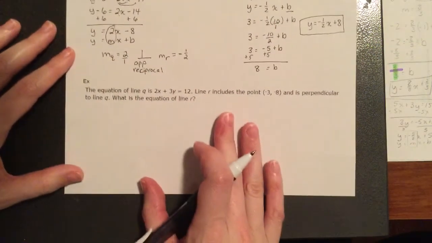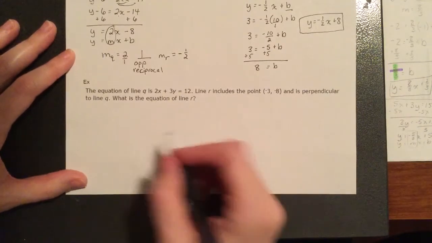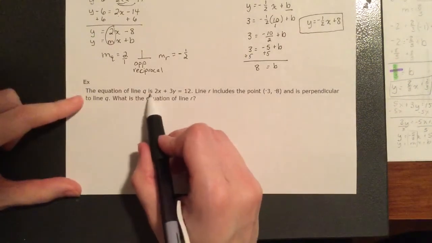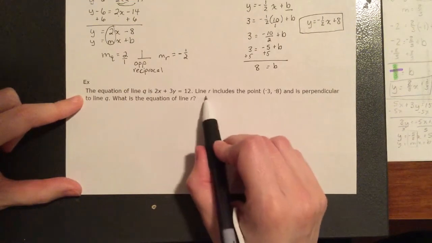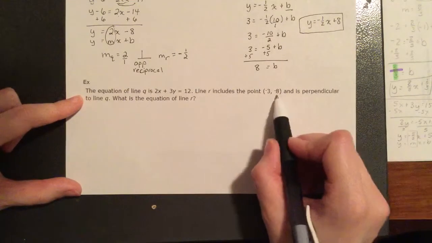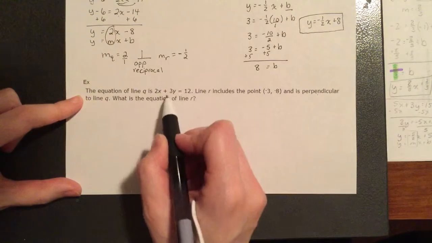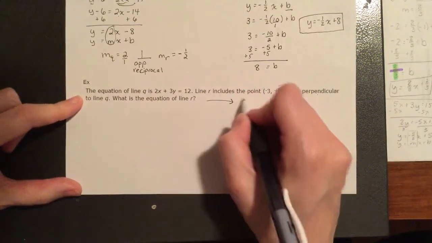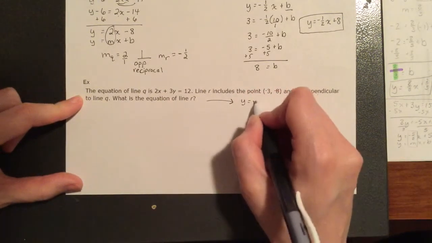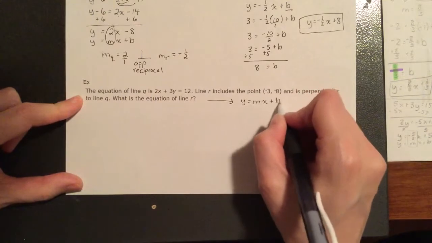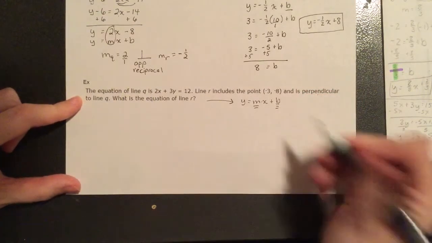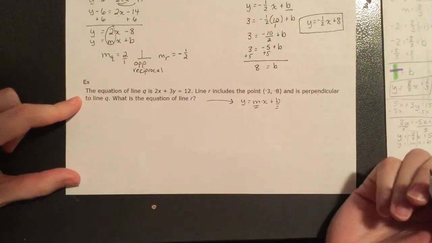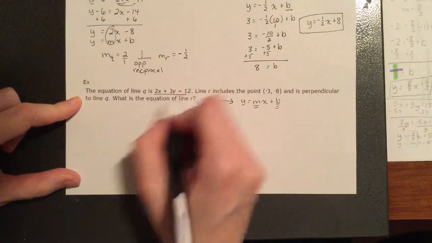I'm looking at the last one they gave us in standard form, and they say the equation of line Q is this. Line R is going to have this point, but it's going to be perpendicular to line Q. What is the equation for line R? We're looking for that y is equal to mx plus b, where we have a value for m and b. Got to find that value for the slope first, and we're going to get that from our equation.